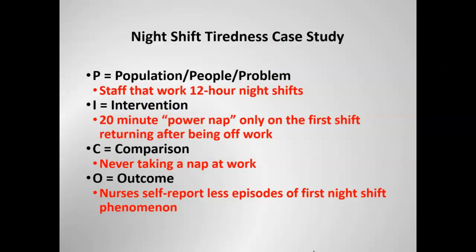That's not the only PICO question that you could have had. You could have also had population could have been staff that work 12-hour night shifts. So you just reworded it a different way. Intervention is a 20-minute power nap only on the first shift, returning after being off work because of what's said in the literature, compared to never taking a nap at work. And the outcome could be nurses self-report less episodes of first night shift phenomenon, as you read in the literature. So those are just some of the examples.